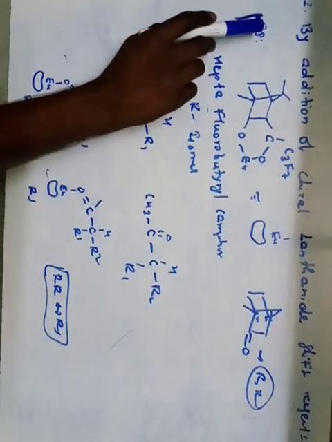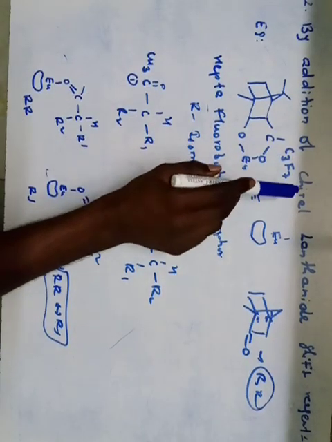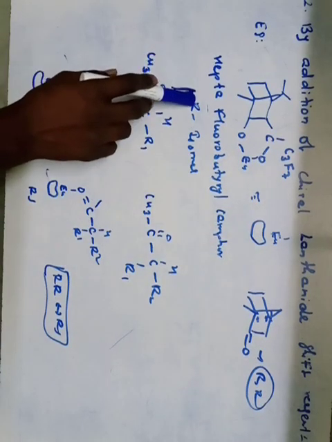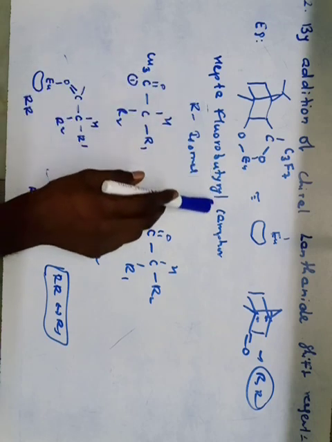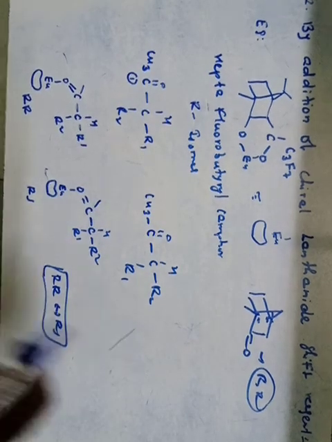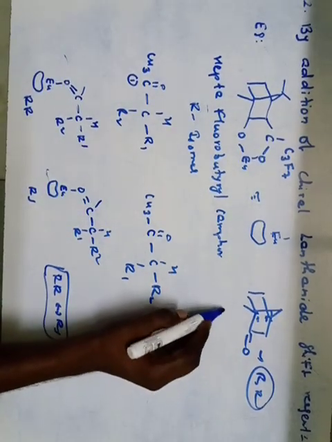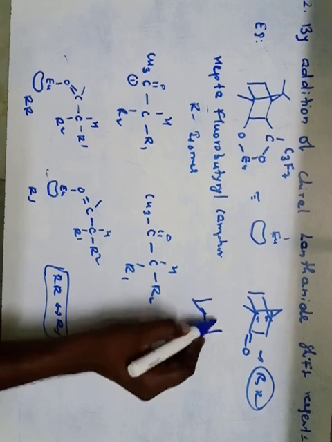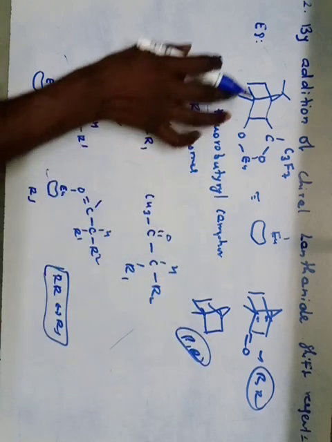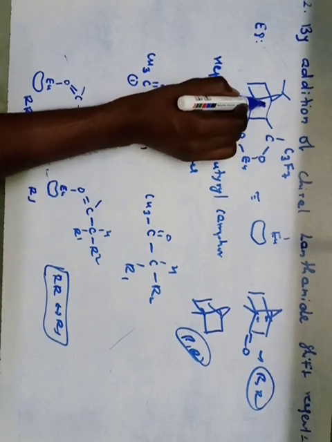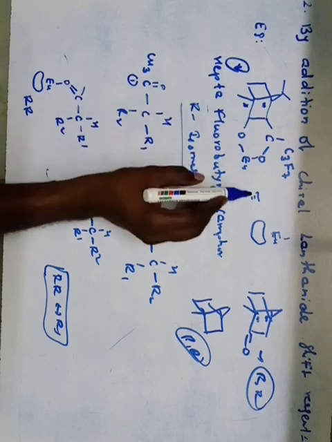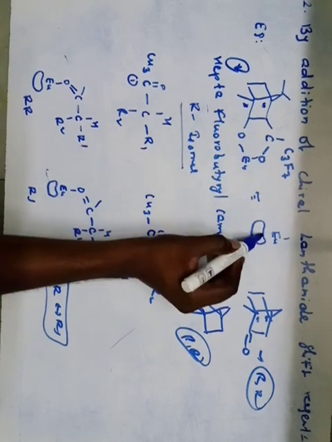The second one is by addition of chiral lanthanide shift reagents. The best example of a chiral lanthanide reagent is heptafluorobutyryl camphor, and it is the R isomer. In RS nomenclature, we find the configuration of camphor to be R. This is the structure of camphor. This will be the R configuration, so it is the R isomer. To write the whole structure, I will simply write it like this.